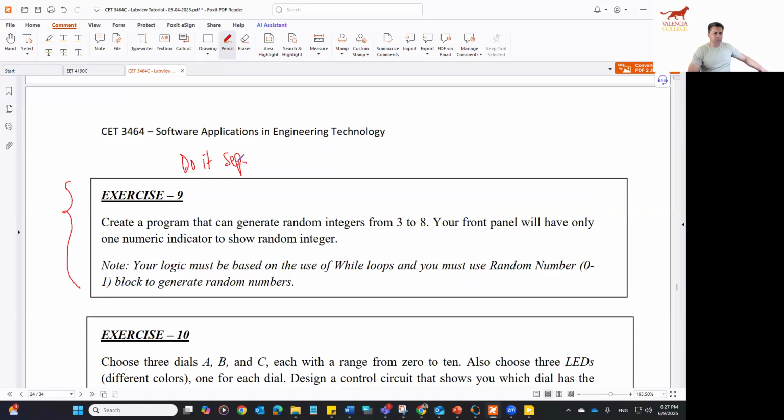So do this separately, and the rest of the exercises you can do in a single VI file. Okay, so what is exercise 9 as you read?